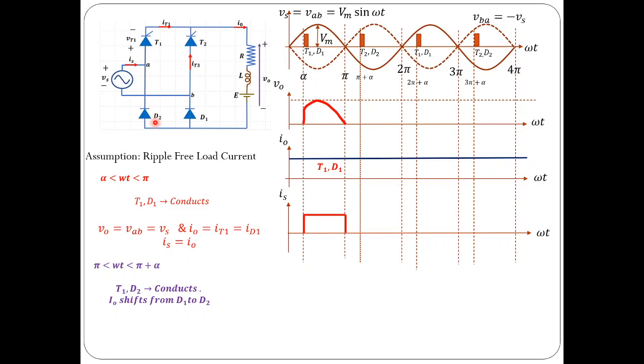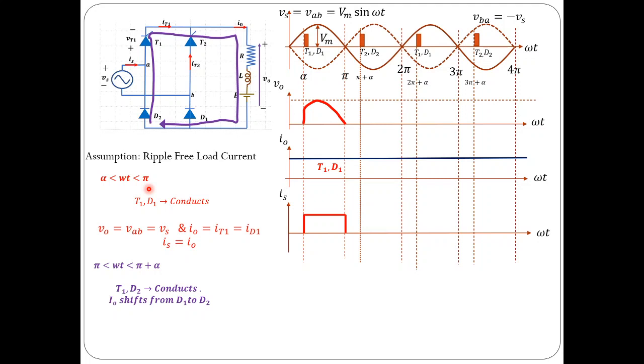So what would happen? Current would shift from this path to the new path, that is from thyristor 1 to load and then coming back through the diode and then back to the thyristor. So this is the path. What is the reason? The reason is diode 2 is getting forward biased once the voltage is becoming negative immediately after the previous period, that is omega t equal to pi.